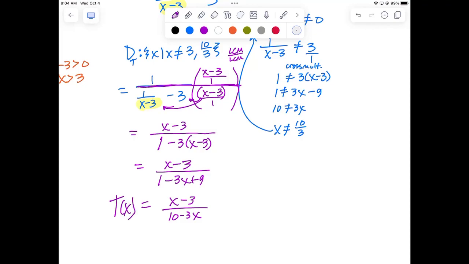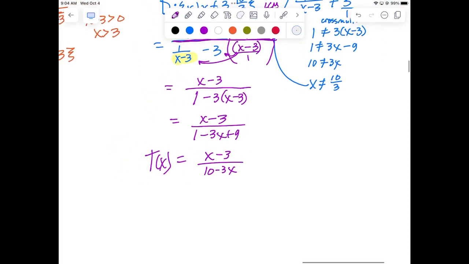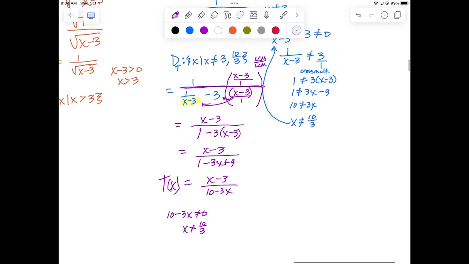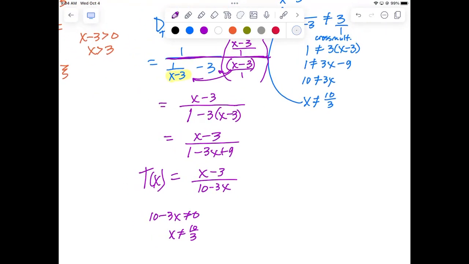But remember, when you simplify, you possibly get rid of problems that were there originally in terms of domain. If you were to find the domain of t of x now after you simplified, you would say the denominator 10 minus 3x cannot be 0, and you would get x cannot equal 10 thirds. Well, we know that, right? But what other value is also not allowed? Positive 3, and we lost that because we oversimplified.